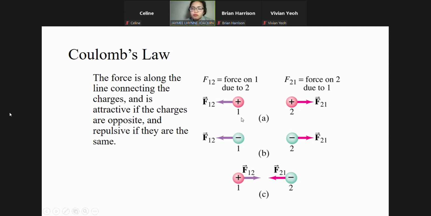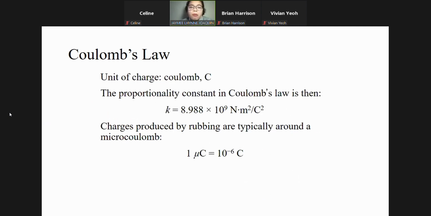So positive plus positive, the tendency of your charges is to move away. Same goes with negative with negative. But for the case of a positive and a negative charge, their movement or their tendency is to somehow attract one another. Okay, so the unit for Coulomb's law, or somehow the unit of charge, is coulombs.